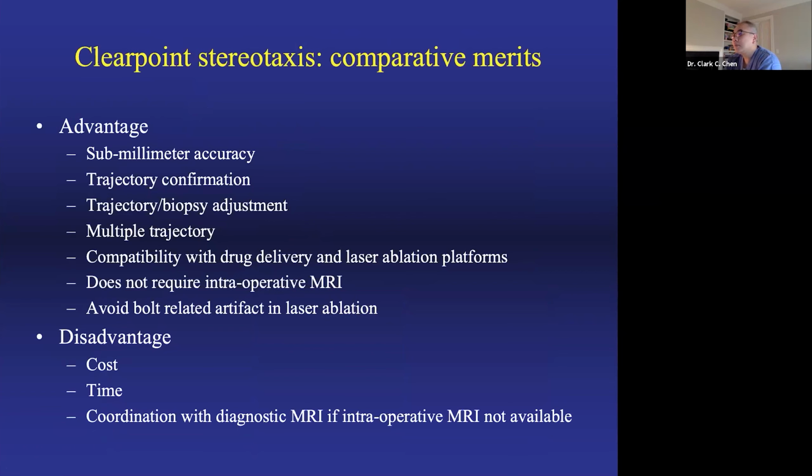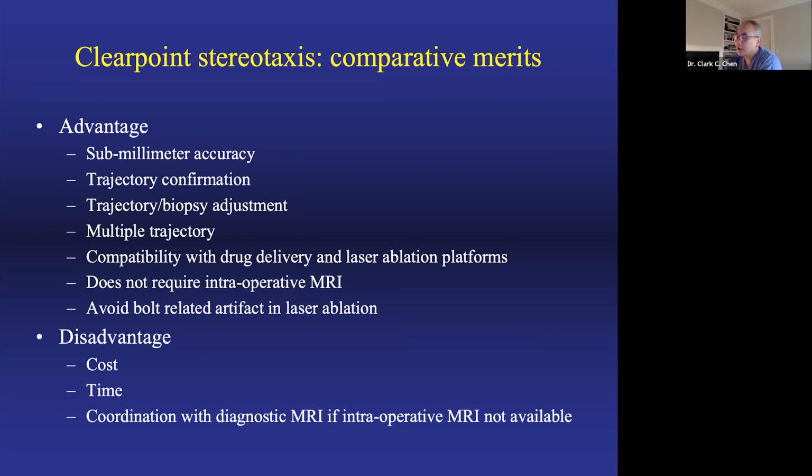For me, a major benefit is that I can confirm my trajectory. I know exactly where my biopsy site is. If there's brain shift related to CSF leak from a burr hole, I know precisely how to account for that, so that I end up in the lesion. If there is skiving from my burr hole creation, I know exactly how to adjust for that. So that confirmation is very important, and the ability to adjust my trajectory in real time.